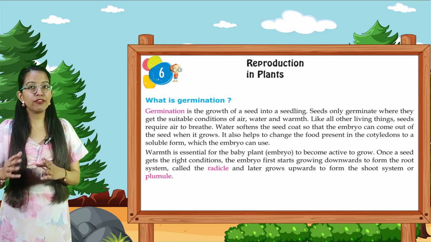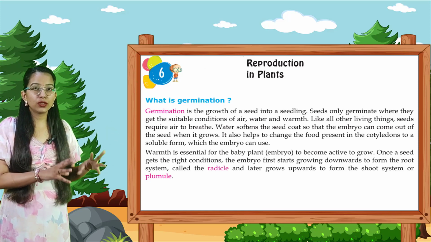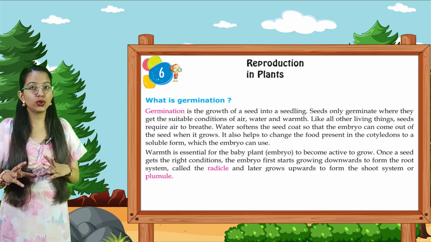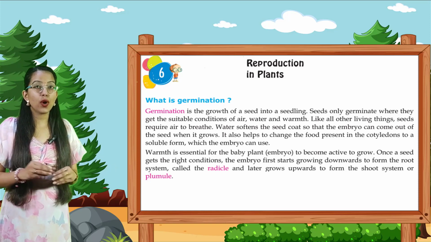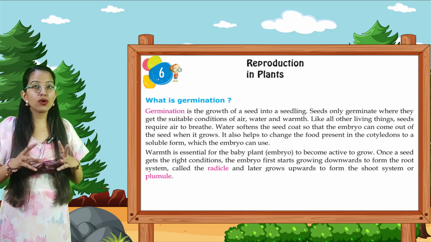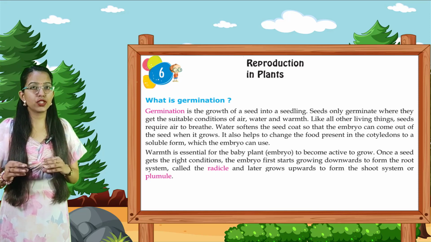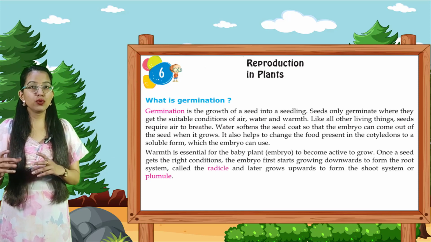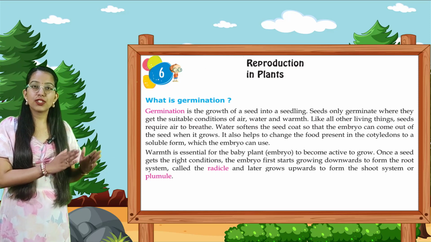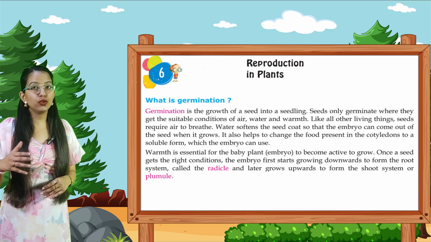Like all other living things, seeds require air to breathe. Water softens the seed coat so that the embryo can come out of the seed when it grows. It also helps to change the food present in the cotyledons to a soluble form, which the embryo can use. Warmth is essential for the baby plant embryo to become active and grow.